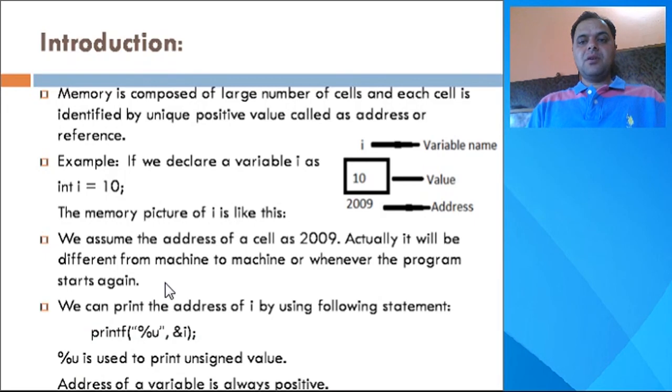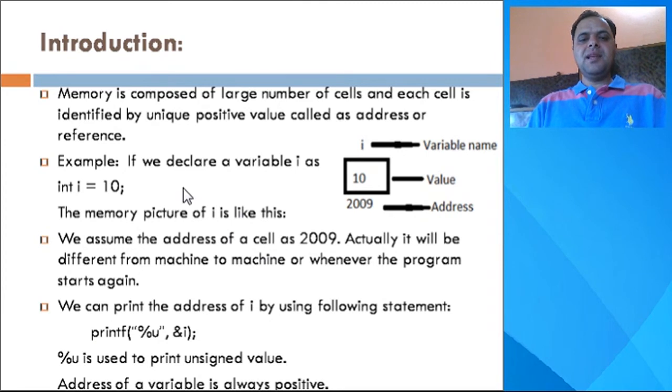So, introduction about pointers. As you know, memory is composed of large number of cells and each cell is identified by unique positive value called as address or reference. So we know that memory has large number of cells.